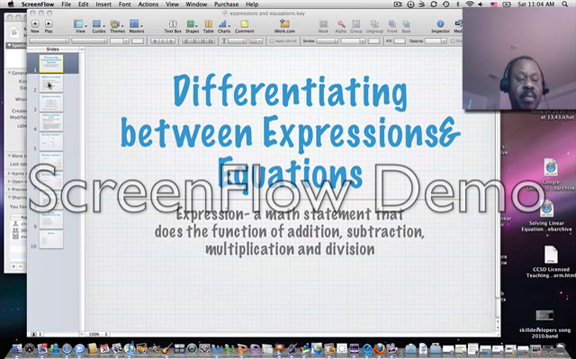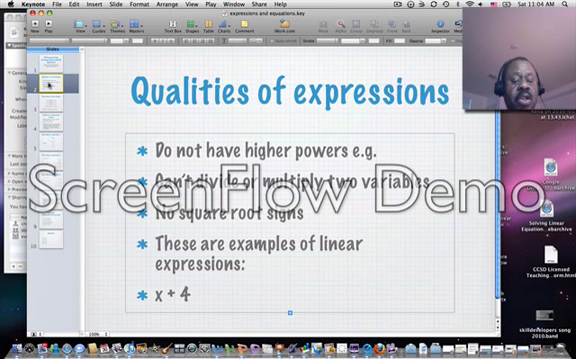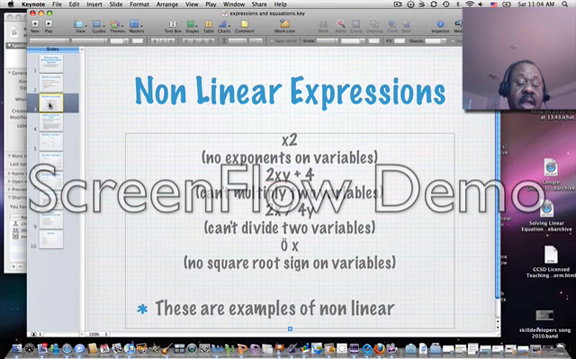As you hit the bar or click the mouse, you go to the next page. Now, linear expressions do not have higher powers, cannot divide or multiply two variables, and have no square root signs, and I have examples of linear expressions here. The nonlinear expressions are also given so that you know the difference between linear and nonlinear expressions.